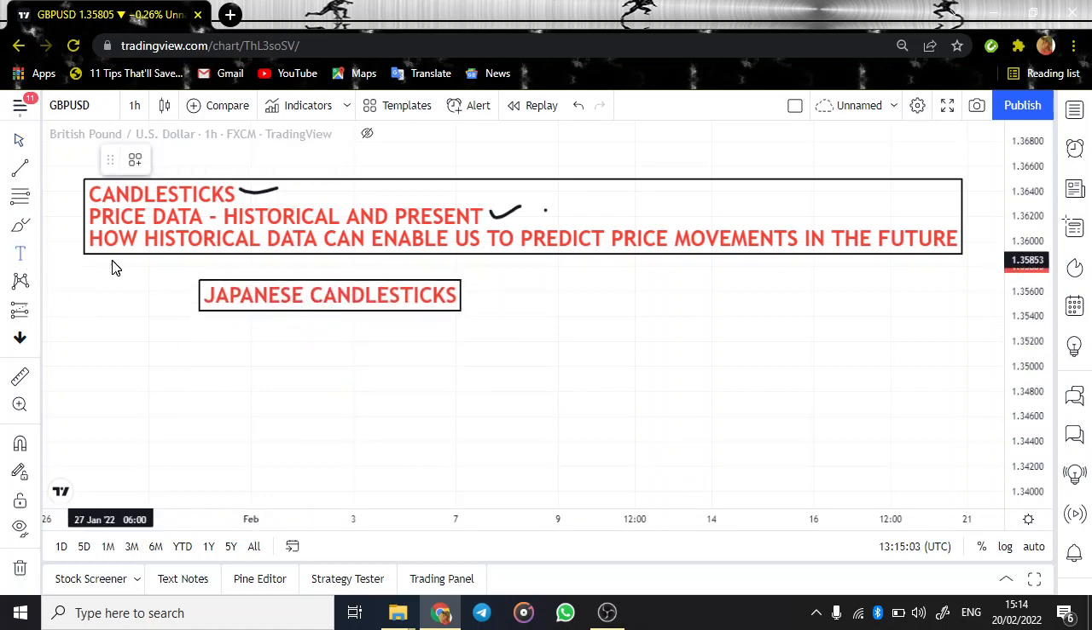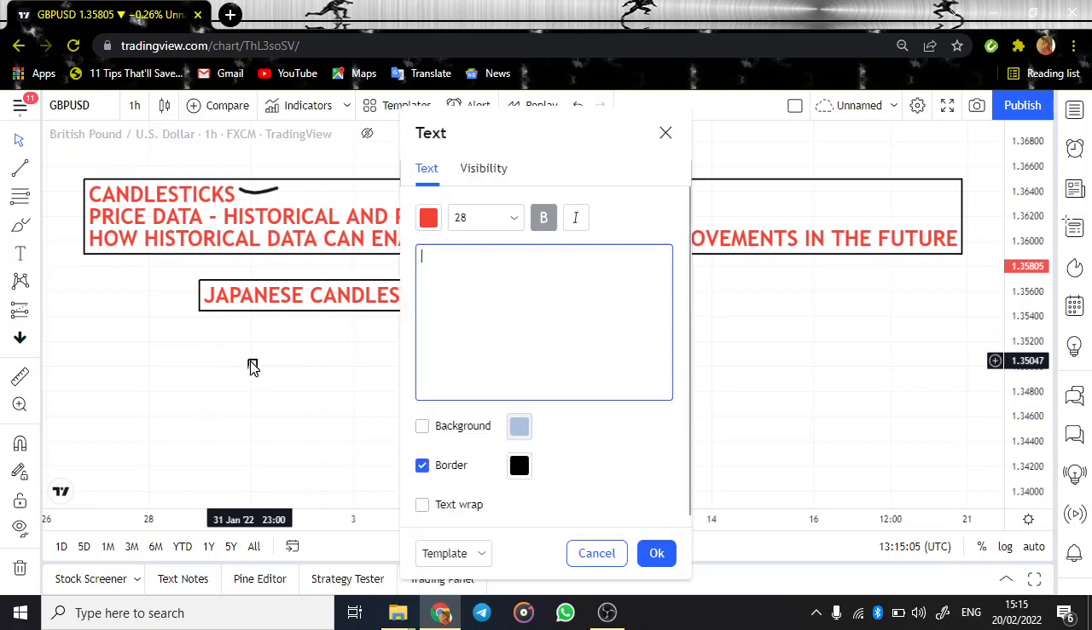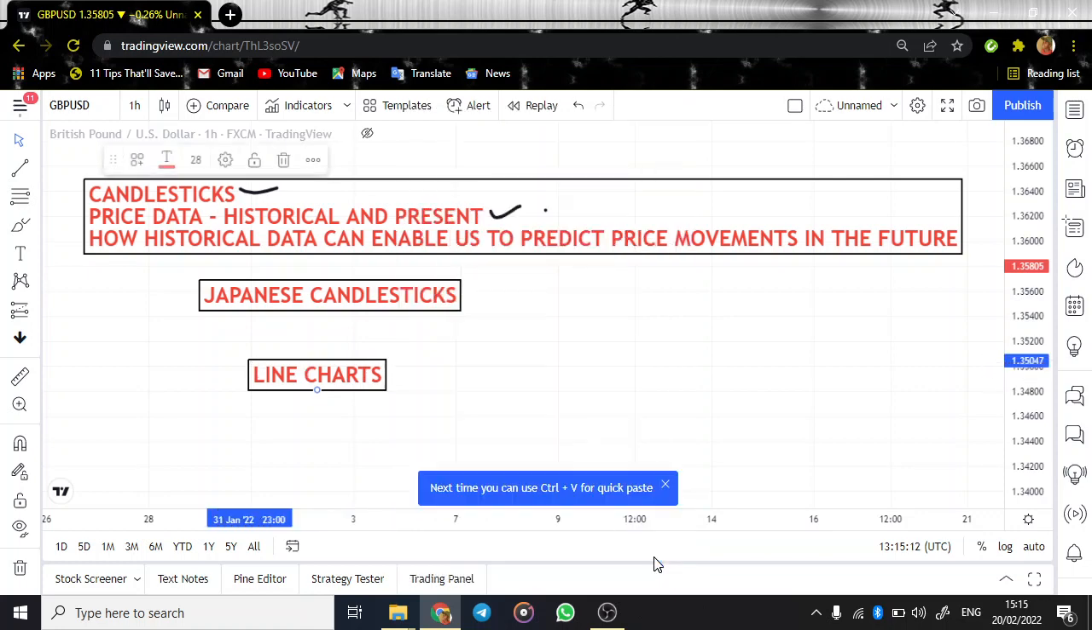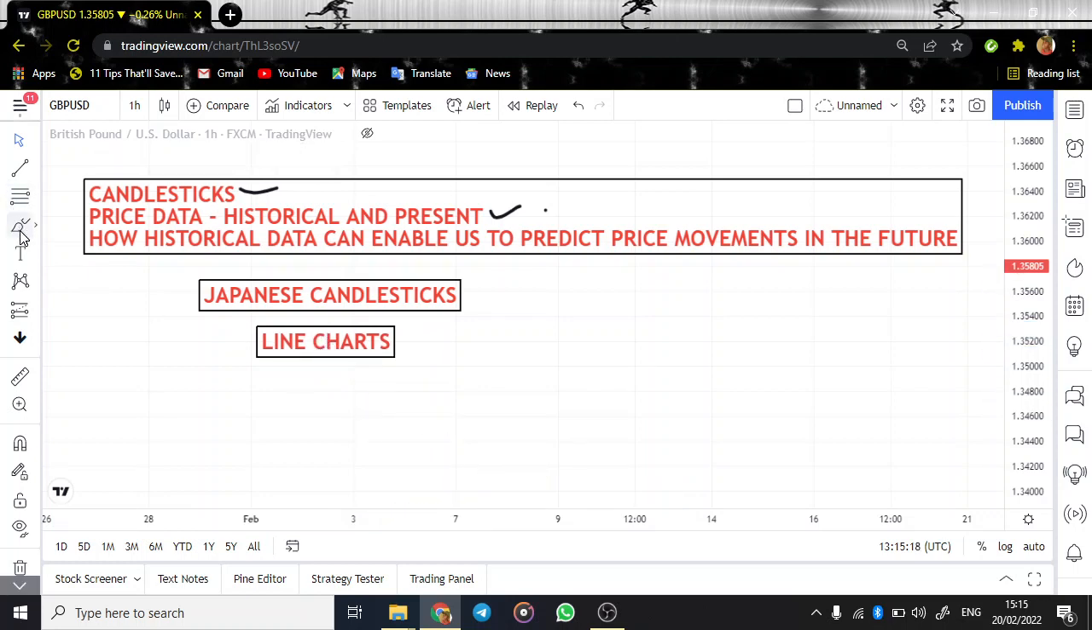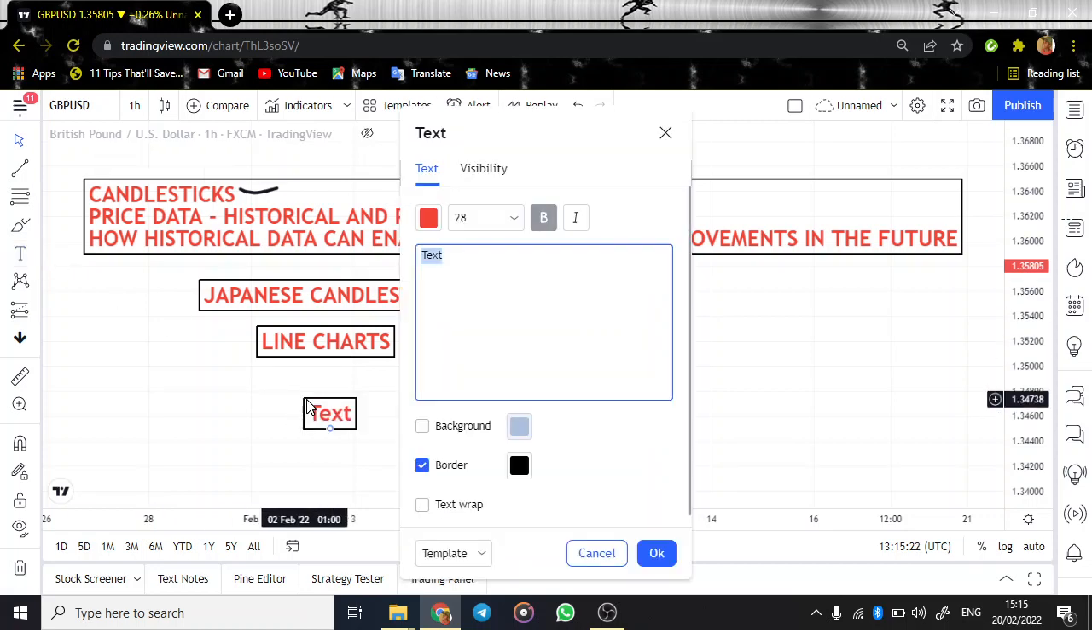Secondly, we have line charts, which have also been used in history and today in order to show us price data. And thirdly, we have bar charts.